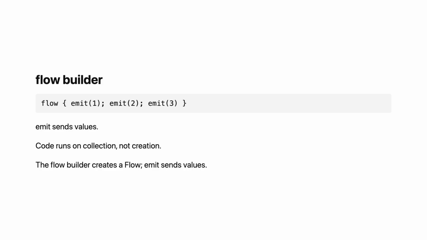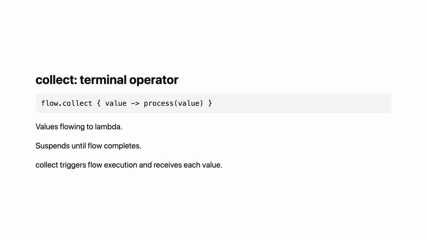The flow builder returns Flow<T>. The code inside flow runs when collected. It does not run when you create the flow. Creation is instant. Execution is on collection. collect starts the flow and receives values. flow.collect { value -> process(value) }. For each emitted value, the lambda runs.